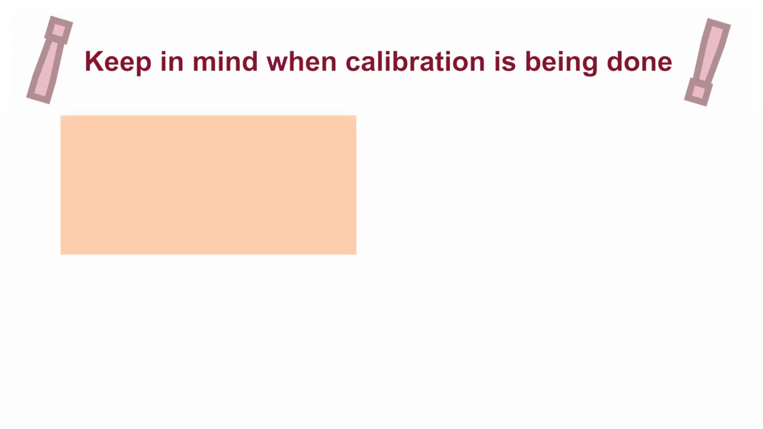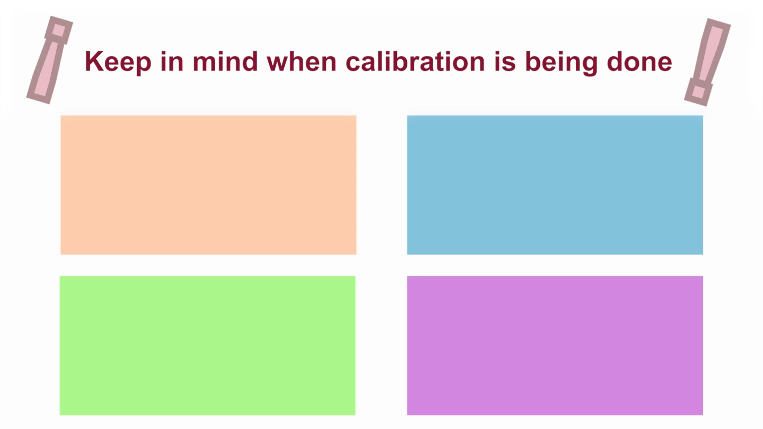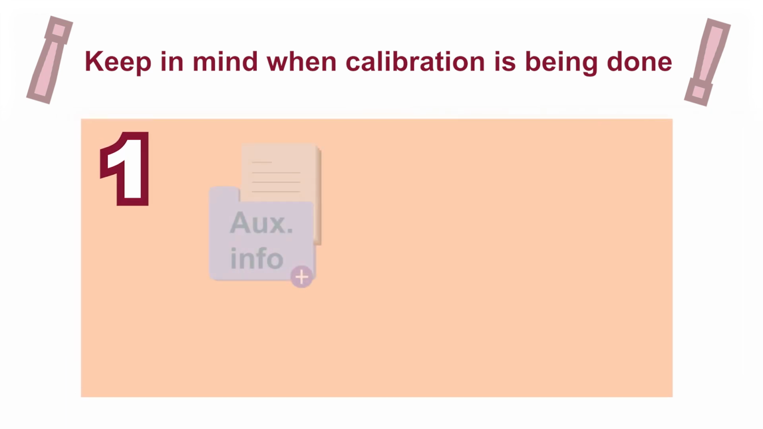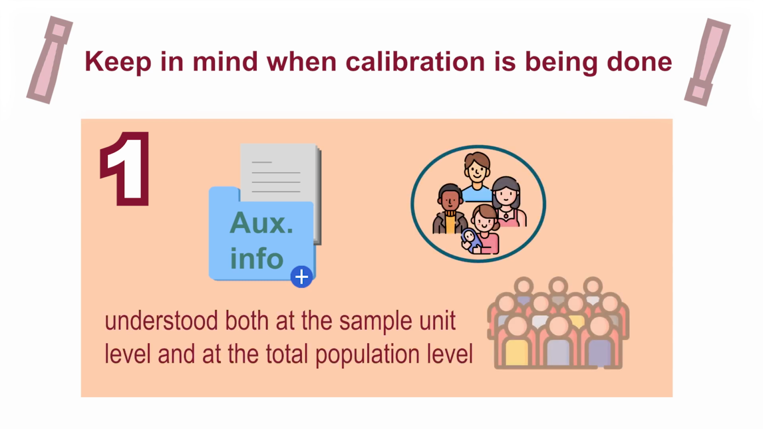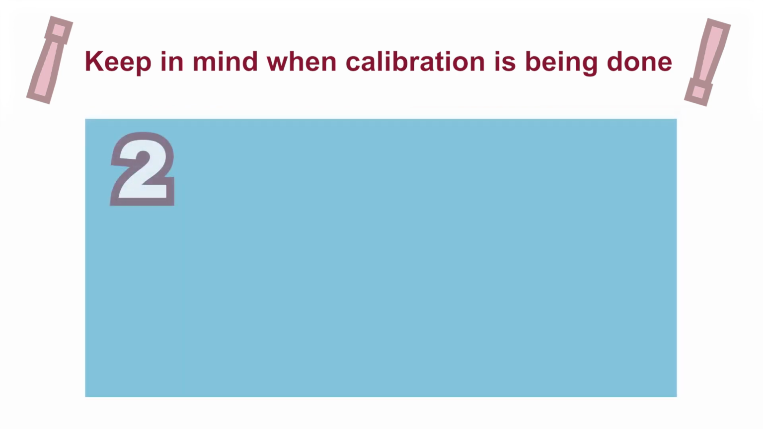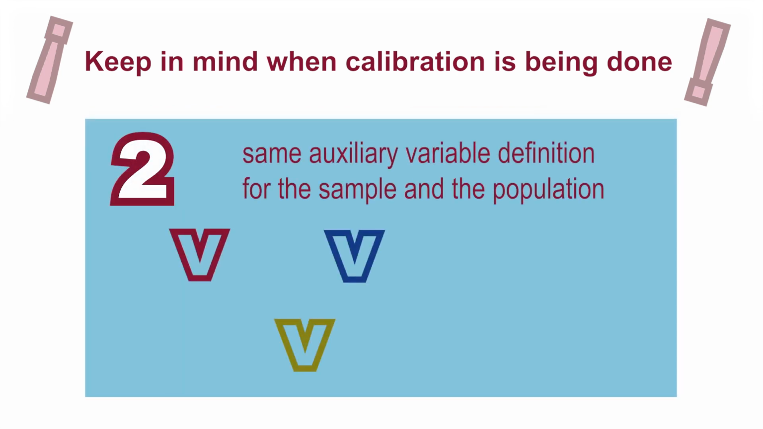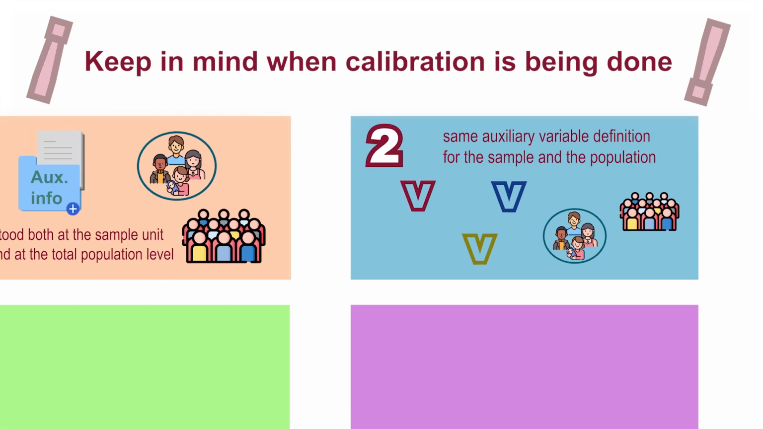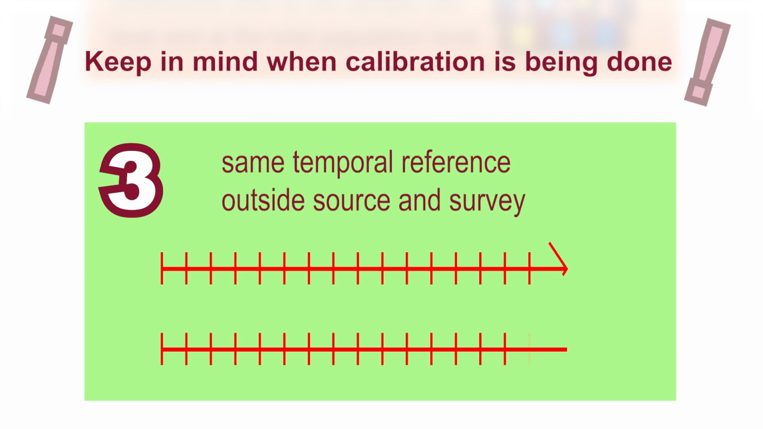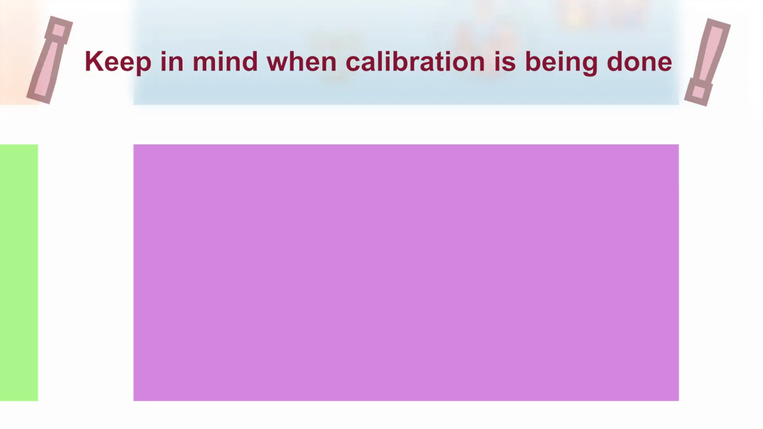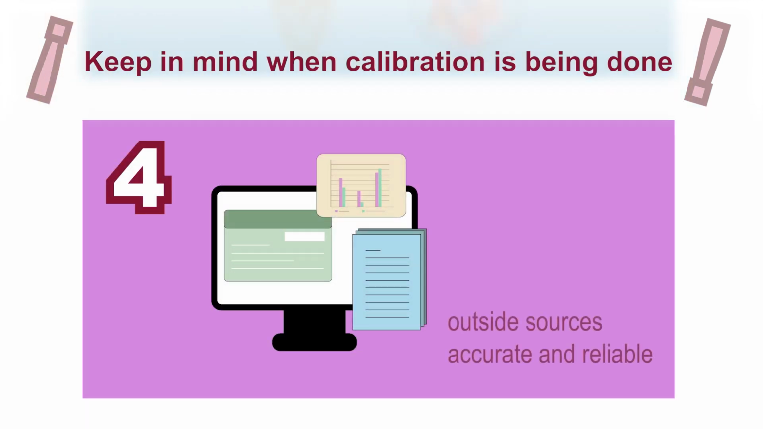Lastly, it's worth noting that in order for the calibration process to meet its goal, we must keep a series of basic requirements in mind. Auxiliary information must be understood both at the sample unit level and at the total population level. The auxiliary variable definition must be the same one for the sample and the population. The outside source must have the same time reference as the survey. Outside sources must be accurate and reliable. If this is not the case, biases that are difficult to measure may be included in the estimates.